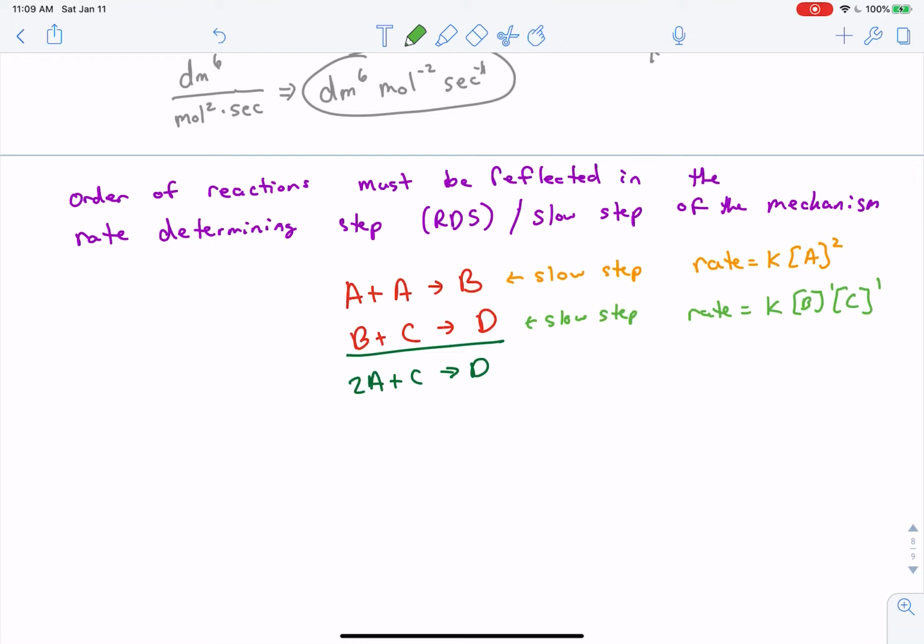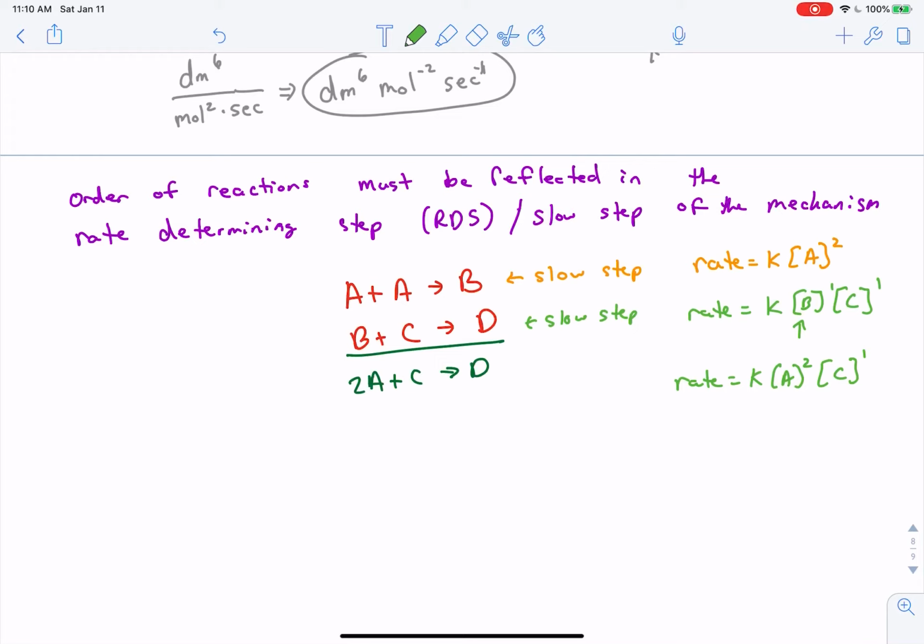A squared, yeah. And it's also an intermediate. You can't have intermediates in rates of reaction. So, like Noah said, B is really represented by 2A, because B is made from 2A. So therefore, this rate actually becomes rate is equal to K times A squared times C. And that's how you get an overall order of higher than 2.